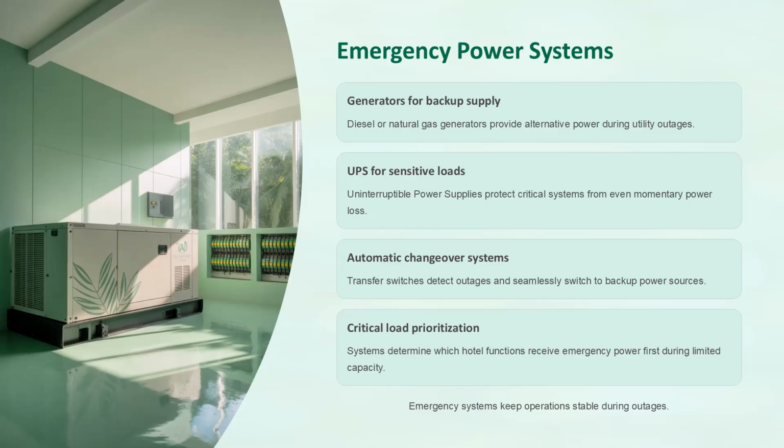Emergency power systems. Let's now focus on emergency power systems. Hotels use diesel or natural gas generators for backup supply. UPS systems protect sensitive equipment from even short outages. Automatic changeover switches detect loss of utility power. These switches seamlessly transfer load to generators. Emergency power circuits prioritize critical areas such as elevators, fire pumps, and emergency lighting.